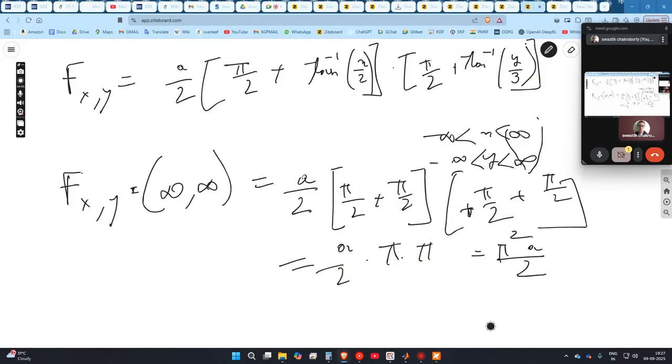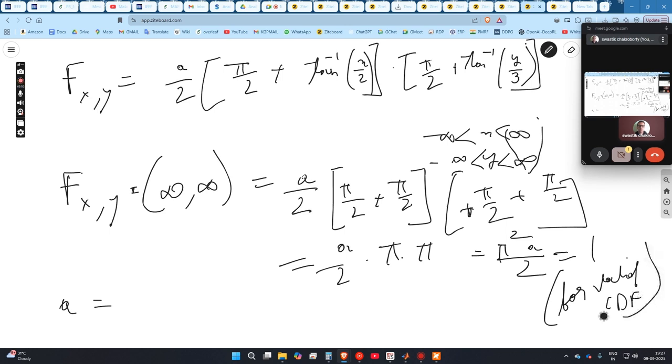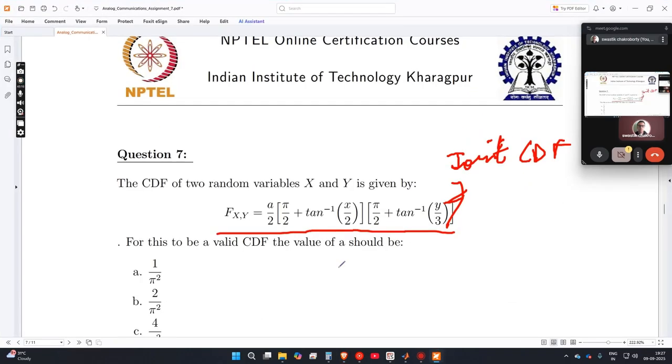Now for it to be a valid CDF, this should be equal to 1. So for a valid CDF, A should be equal to 2 by pi square. So that is the value. A is equal to 2 by pi square.